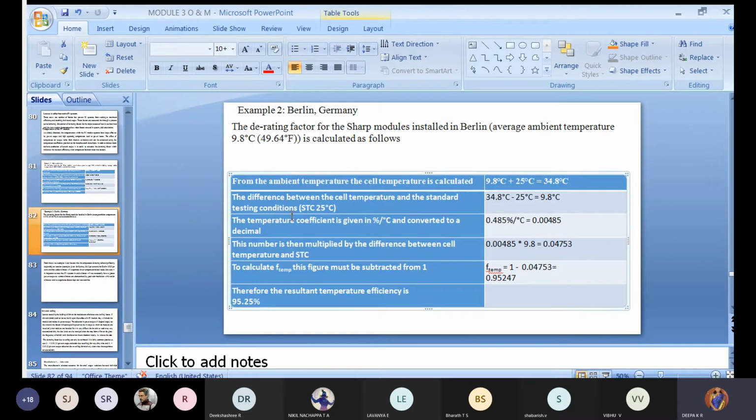To get clarity, we are doing it again, calculating from the ambient temperature and the cell temperature. The ambient temperature is 9.8 and the cell temperature as per the standard is 25 degrees Celsius, and we are getting 34.8 degrees Celsius. But when you find the difference, definitely 9.8 is the extra temperature existing in the system. You get 34.8 minus 25 as 9.8, nothing special. This value you multiply with your temperature coefficient parameter available in the chart, that is 0.85% converted to decimal.